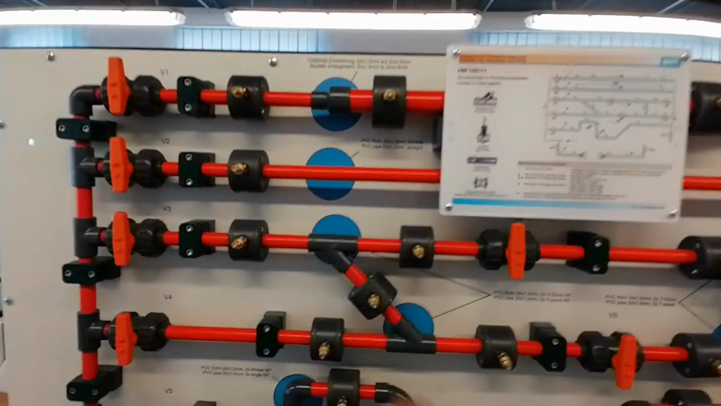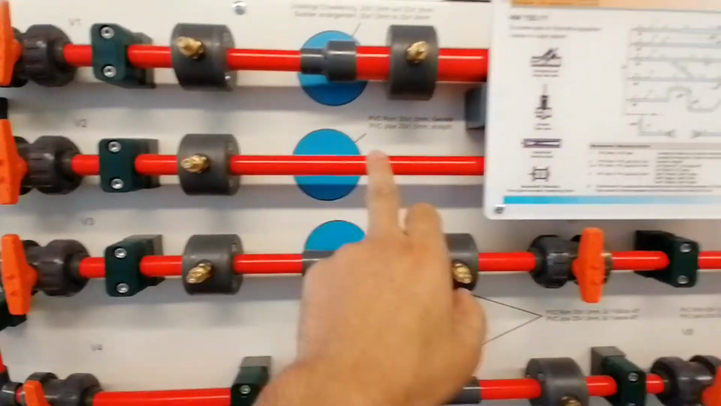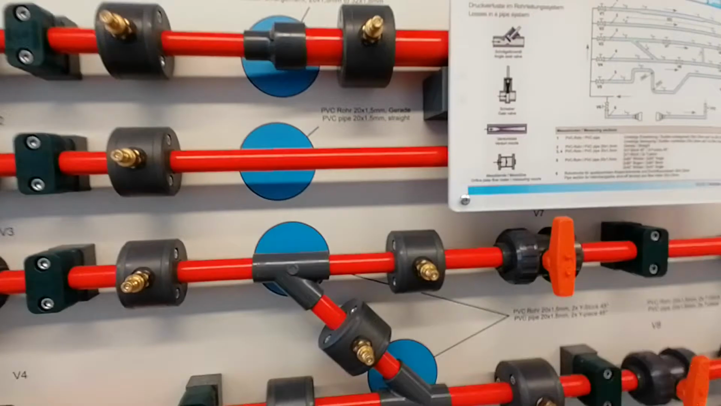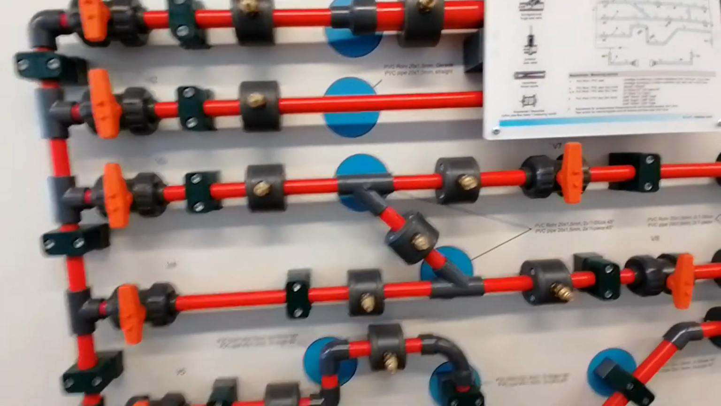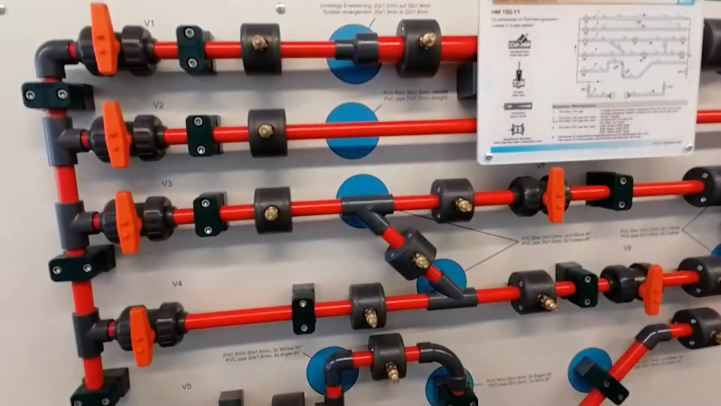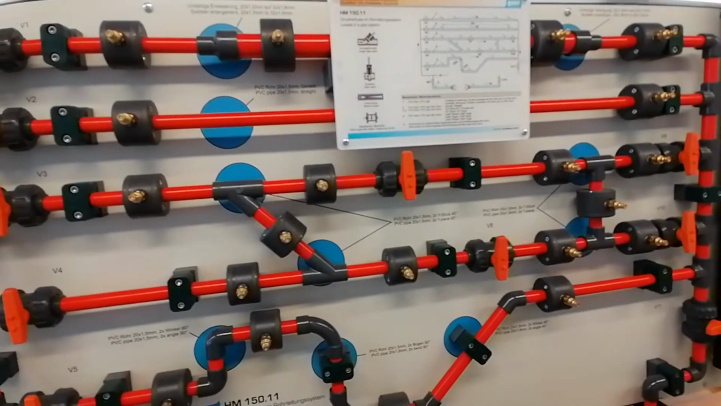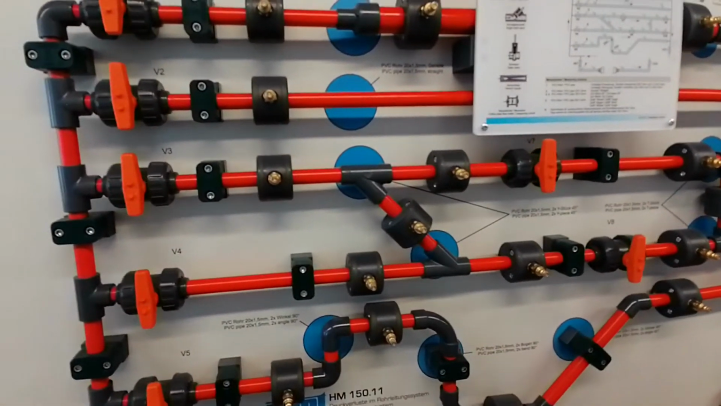So also here, in the thinner pipe, we can find all these connections. We can find the pressures, and then we can observe the minor and major losses in all pipe connections.